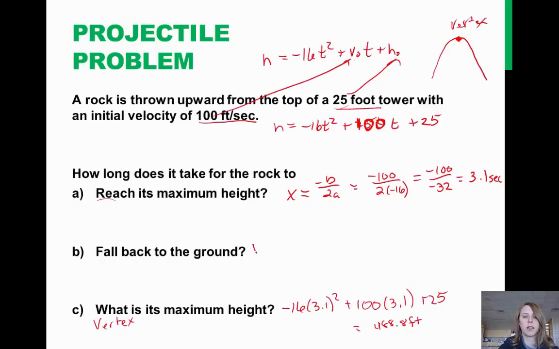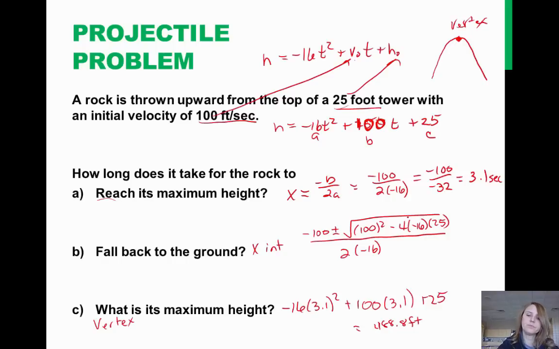The next question is how long does it take for the rock to fall back to the ground? In this case, we need our x-intercepts, so we are going to use our quadratic formula to find that one. Our a is -16, our b is 100, and our c is 25. So we have -100 plus or minus the square root of 100 squared minus 4 times -16 times 25, all over 2 times -16. I'm going to pause the video here and put this into my calculator and come back with the answer.